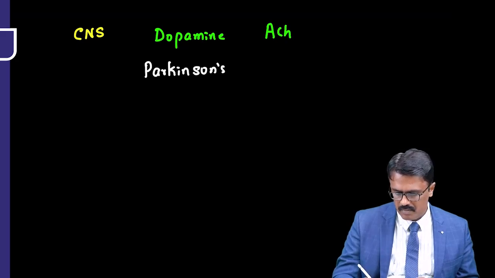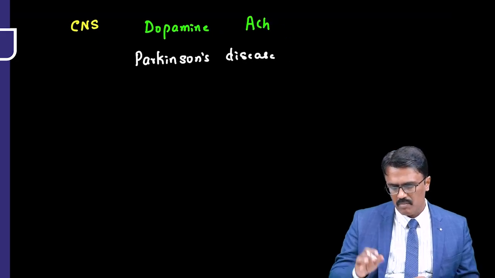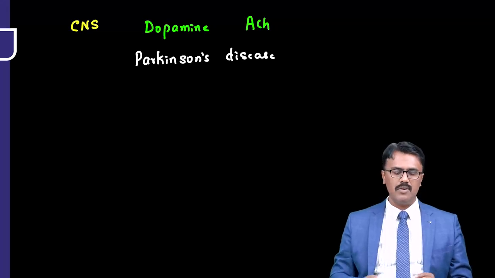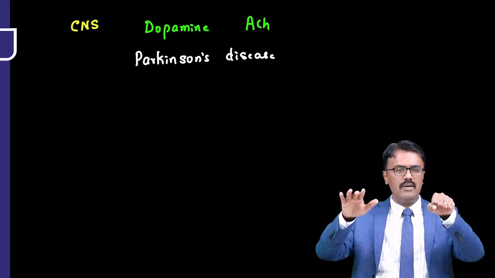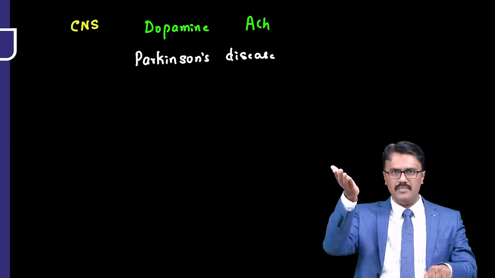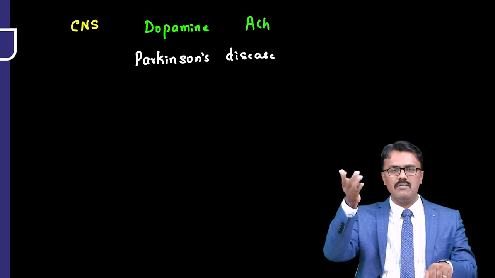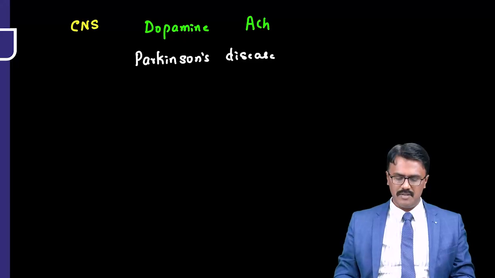It is called Parkinson's disease. What is the problem in Parkinson's disease? I told you, dopamine and acetylcholine are in balance. In Parkinson's disease, the dopamine activity comes down and acetylcholine gets the upper hand. So the patient will have symptoms of dopamine deficiency and increased acetylcholine activity.